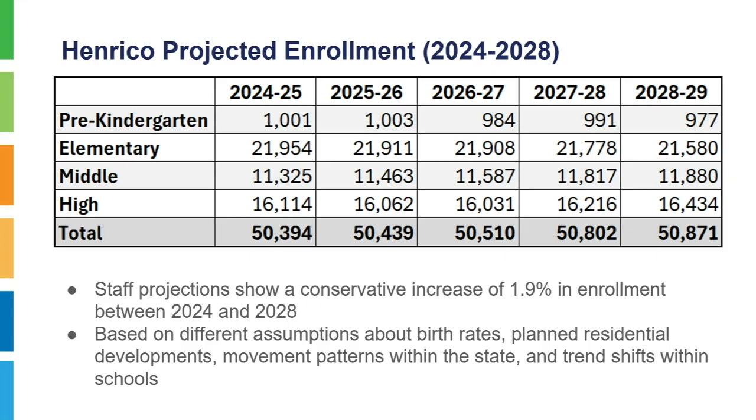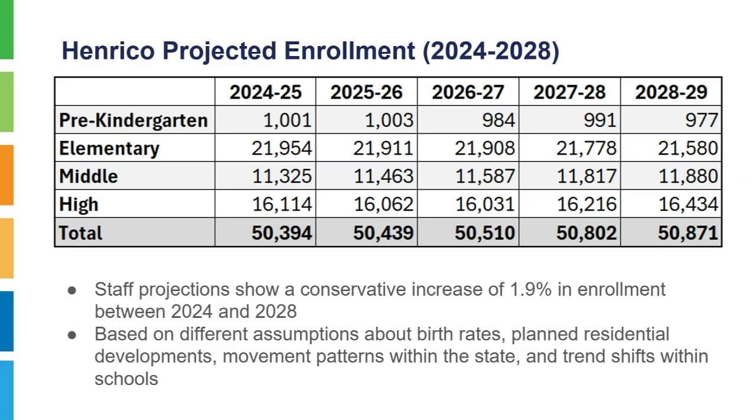However, as we also shared last winter, HCPS does its own localized projections for future enrollment. In contrast, at this point, HCPS projections have a conservative increase of 1.9% enrollment between 2024 and 2028. As compared to Weldon Cooper, HCPS utilizes different assumptions about birth rates, planned residential developments, movement patterns within the state, and trend shifts within schools.